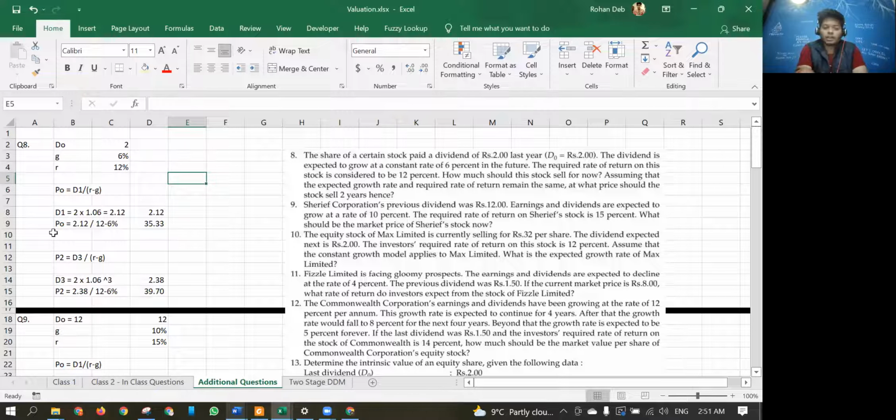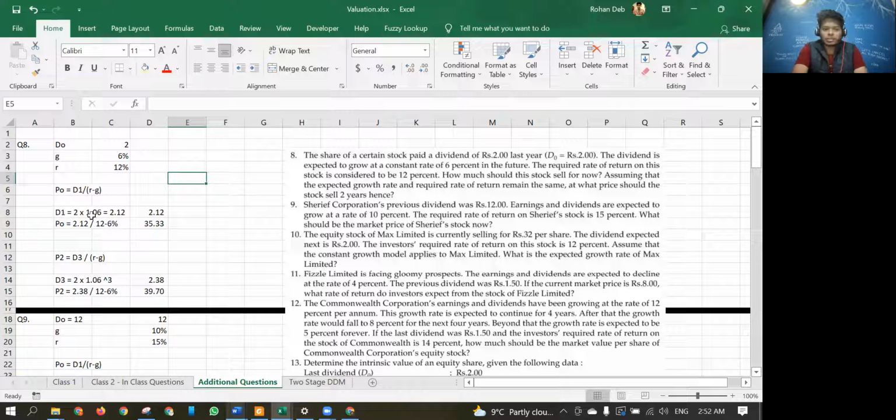Now you have to calculate the value of the stock after 2 years. So today it's P0. After 2 years, the value would be P2. So P2 equal to D3 divided by R minus G. Here it was P0 equal to D1 divided by R minus G. Here it's P2 equal to D3 by R minus G. Okay. So the third year's dividend will continue forever. So what you can do is calculate the third year's dividend in the same way.